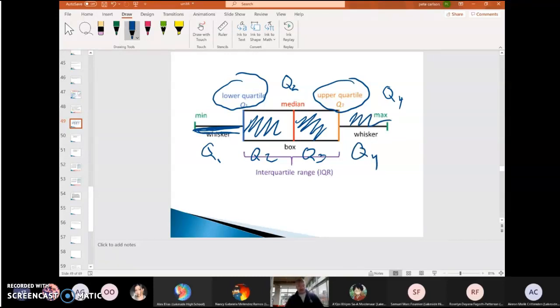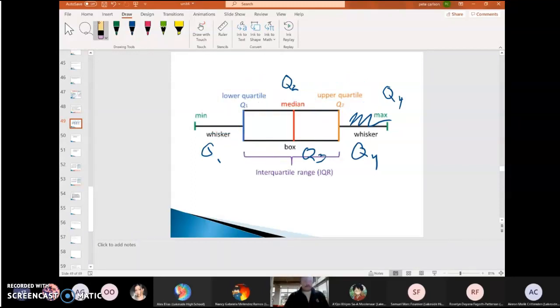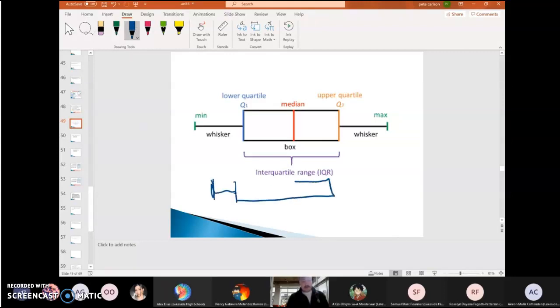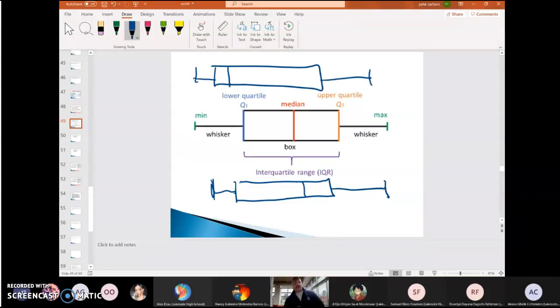When you look at a box plot, the center line is always where the median is. Now, some box plots won't be as evenly distributed as this one. You might have some that look like this. You can have some that look like this. Okay? They're not always going to be perfectly symmetrical on each side.